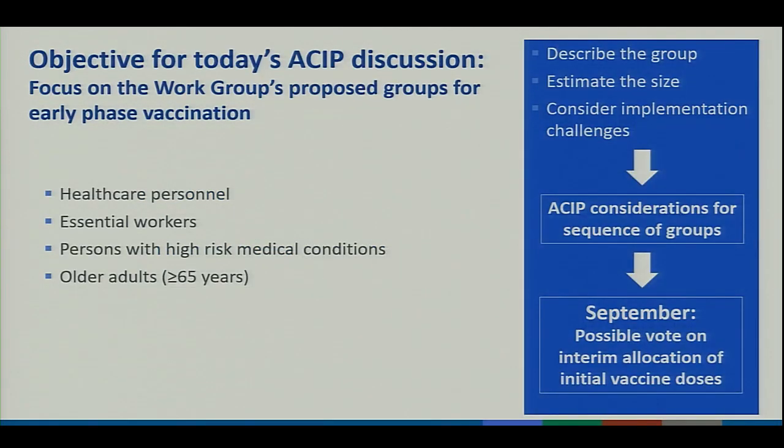The objective of today's ACIP session is to focus on the work group's proposed groups for early phase vaccination. Those include healthcare personnel, essential workers, persons with high risk medical conditions, and older adults 65 and older. For each, we will describe the group, estimate the size of the group, and then consider the implementation challenges for all. We'd like to hear members' considerations for the sequence of the groups. During the September meeting of ACIP, a vote on interim allocation of initial doses is planned. Next slide.